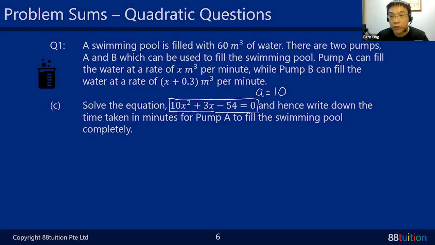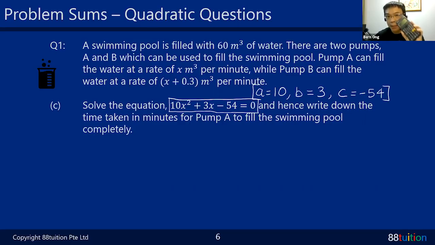What is the meaning of coefficient? Coefficient means the number, the sign in front of that particular term. So if you're talking about the x squared term, who is in front? 10. B is the coefficient of the x term. Who is in front of the x? It's a positive 3. And C is your constant term. Constant is 54. It's not 54, it is negative 54. You have to be careful down here. The negative must be written. Okay?